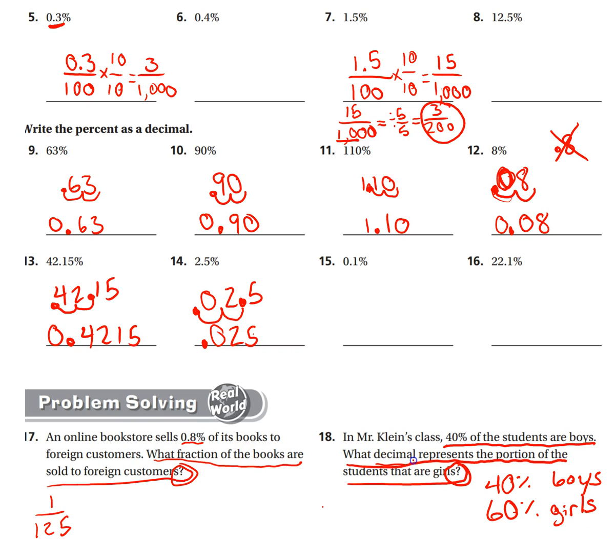But it wants to know what decimal are the girls. So we have to change 60% to a decimal. The decimal is not shown, so I know it's behind the 0. I move it over 1, 2, and it becomes 0.60, and I can put a 0 in front. There's my final answer.